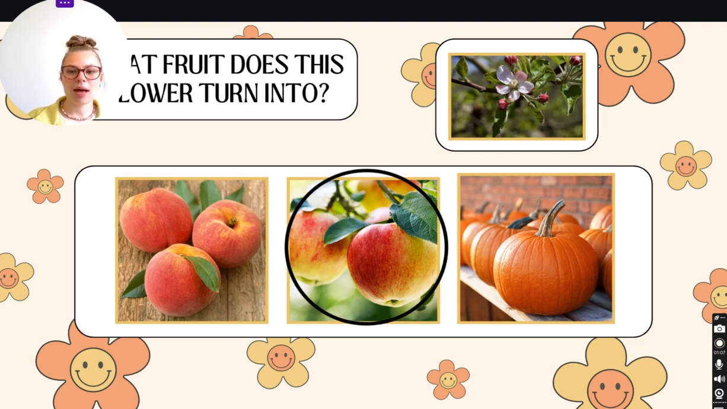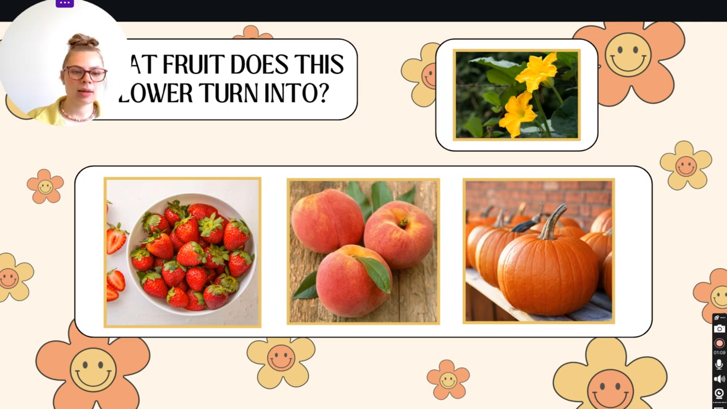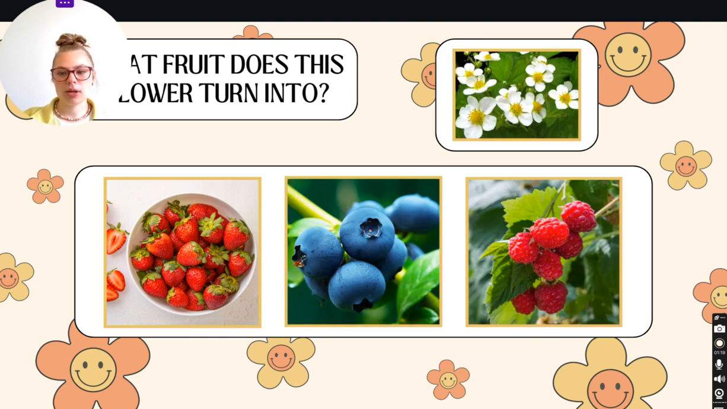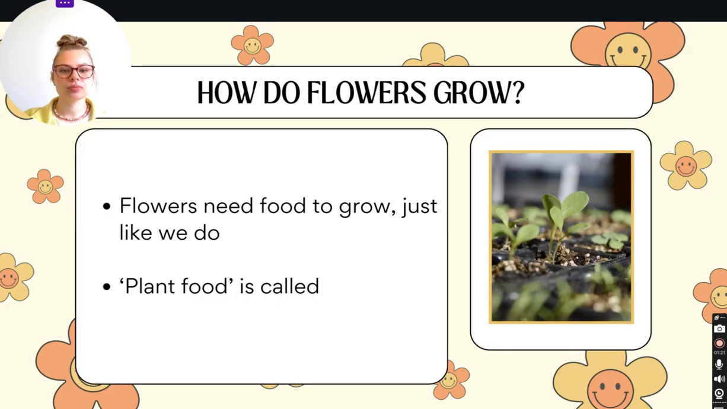So this flower produces apples, and there's 3 slides worth of this game, and so then you'll just ask the same thing. So who thinks the strawberry is produced by this flower? Who thinks the peach, and who thinks the pumpkin? Have them raise their hand, and then once they're all done, the correct answer will pop up. And you'll do the same thing for this slide.